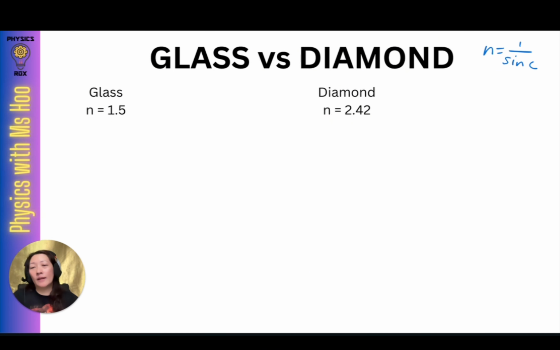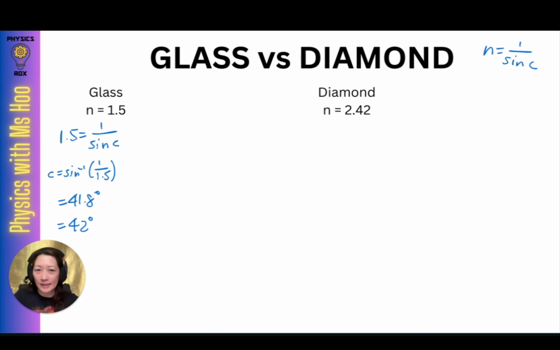So to calculate the value of the critical angle, you take that formula and substitute the values accordingly. So for glass, it's 1.5 equals 1 over sine c. So from here, we get c is the inverse of sine of 1 over 1.5. You're going to get a value of 41.8 degrees, which we're going to round to 42 degrees.